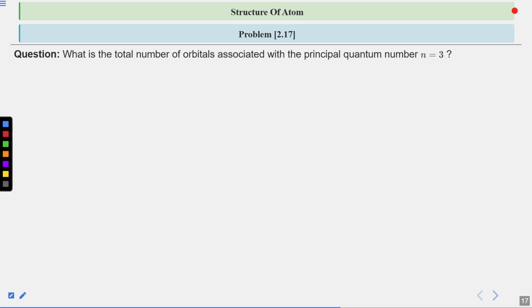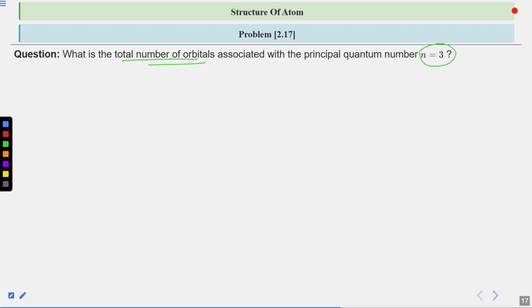Now let us try a question on it. Questions would be very simple if the question is numerical type. But if it is a theoretical type, you must know everything. So this is a numerical type and it's a very easy one. You have to calculate the total number of orbitals associated with the principal quantum number whose n value is 3.